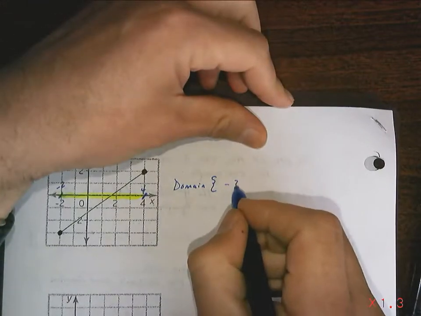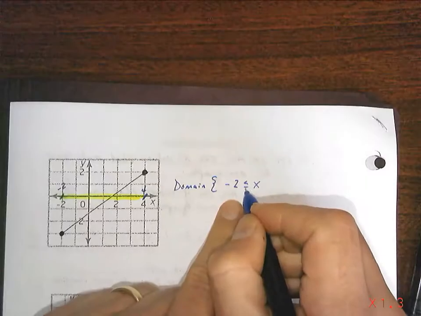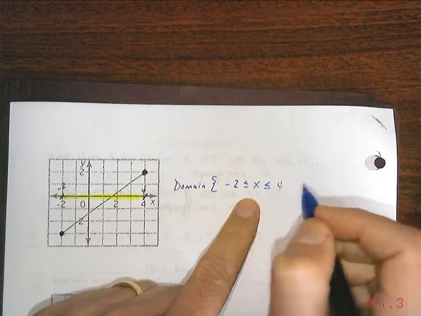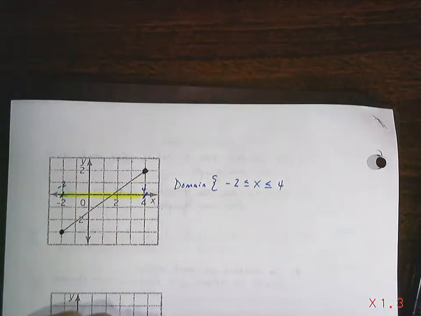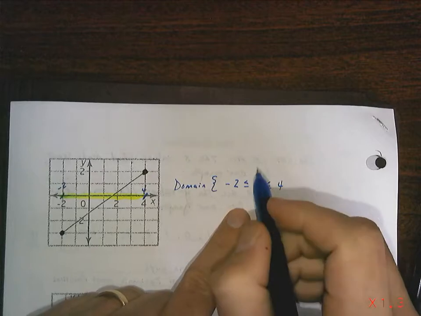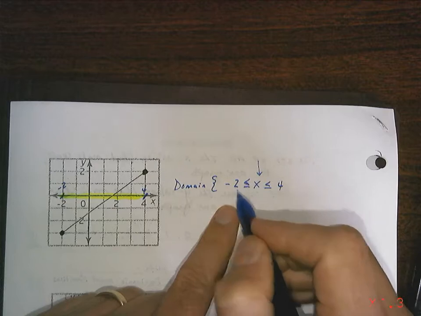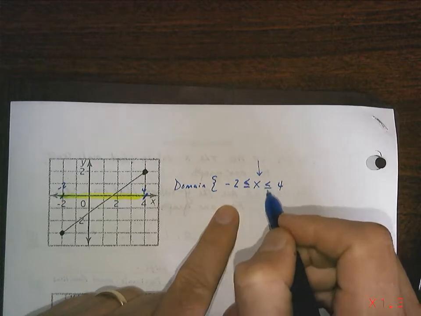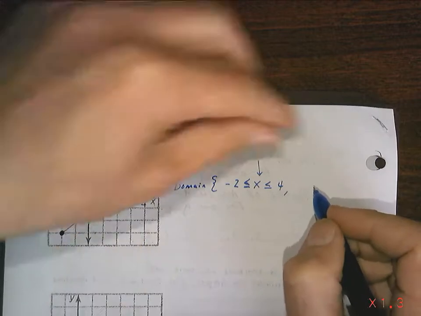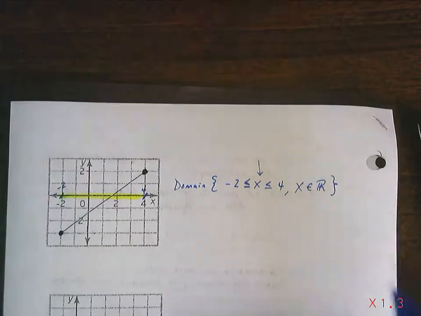Well, I think we could say -2 is the lowest number. x must be bigger than or equal to -2, and x must be less than or equal to 4. Now remember, you want to do this from the center. Read from the center, not left to right like we do in English, but from the center. x is greater than or equal to -2. x is less than or equal to 4. And since all the decimals and all the fractions are included, x is an element of the real numbers.